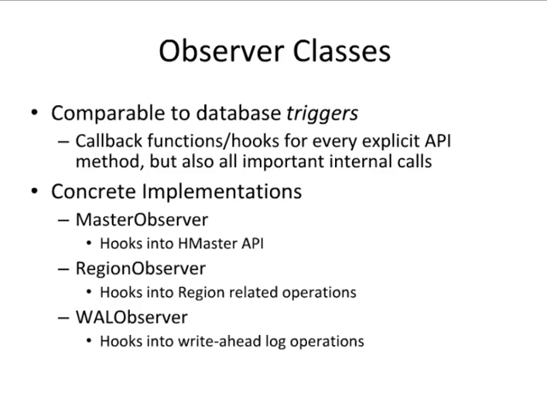We have a master observer matching the master coprocessor host. The master observer is one that you implement to provide hooks into the HMaster API. So these are sort of the DDL statements. You have the region observer. That's the one you use to implement code that handles region-related events. And you have the write-ahead log observer, which is the one that you implement for anything that is related to the write-ahead log.